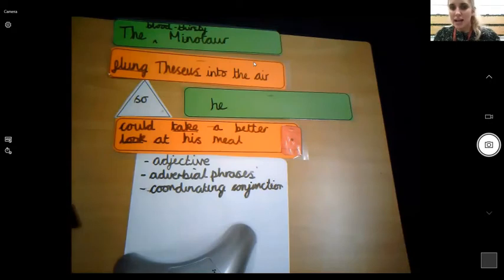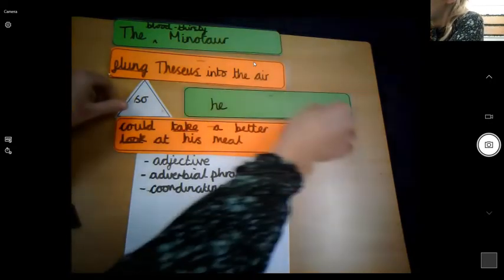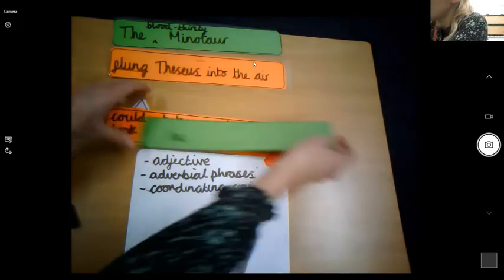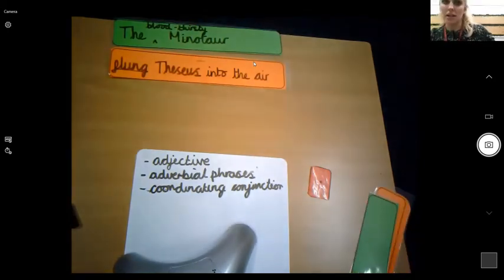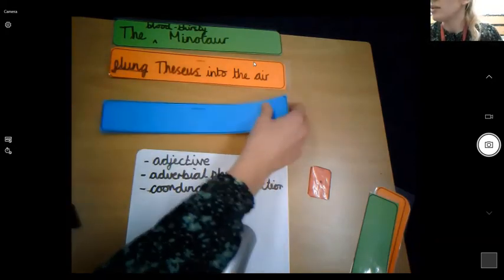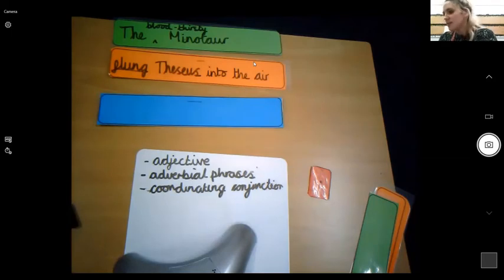Now, the final type of sentence that we could create today is a complex sentence. So I'm going to take away my coordinating conjunction and my second main clause, and I'm going to take us back to our main clause. The bloodthirsty Minotaur flung Theseus into the air. Now, I want to add on my subordinate clause. I know my subordinate clause must begin with a subordinating conjunction. I know when, because, if, whilst, as, and although are my subordinating conjunctions.